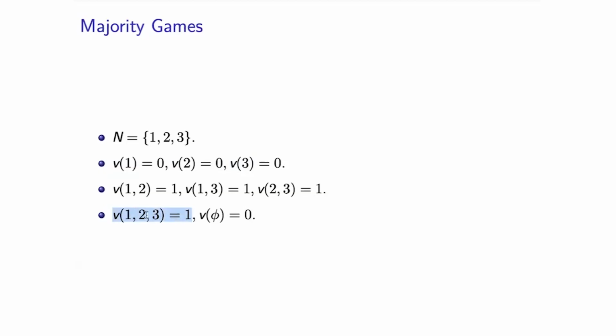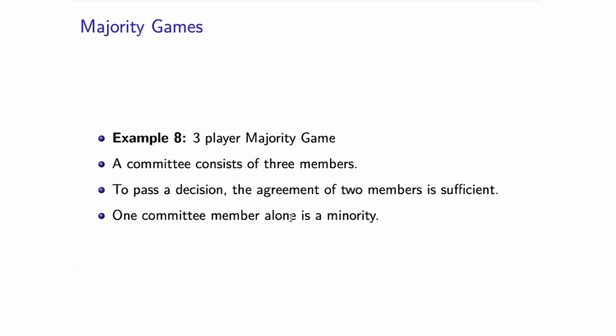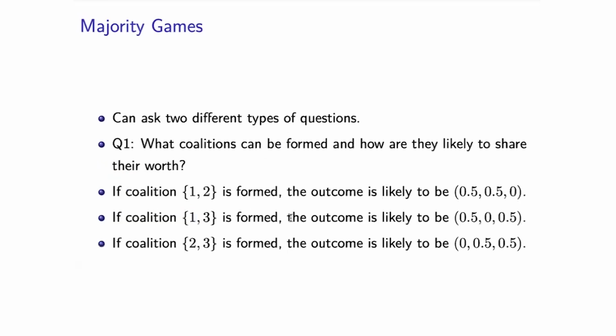And so therefore, V1 to 3 is equal to 1. And as before, V5 is equal to 0, right? So that's an example of a simple 3-player majority game. Okay. So what kind of questions can one ask?